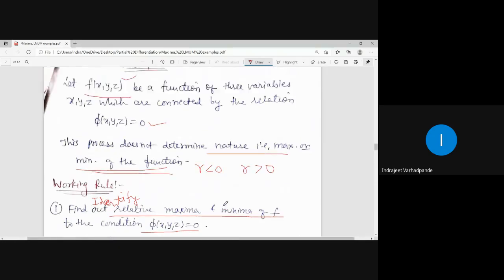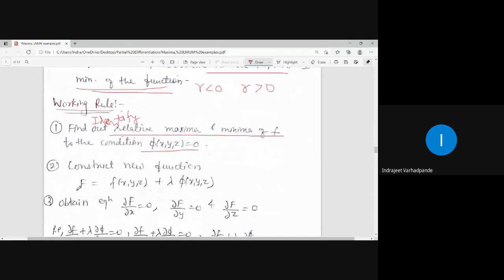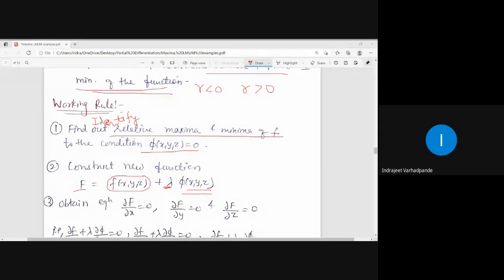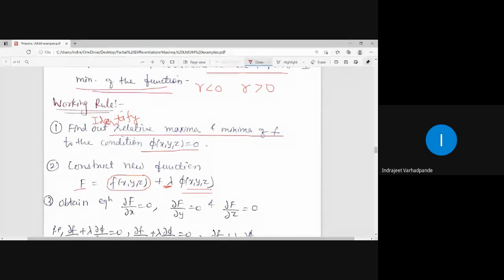Construct a new function capital F, which is a combination of f of xyz plus lambda into phi of xyz. Small f of xyz is what? Small f of xyz is the function which we have identified for maxima and minima.